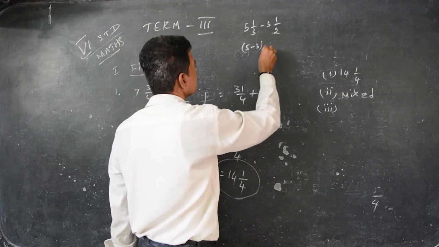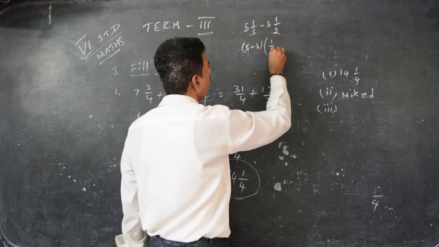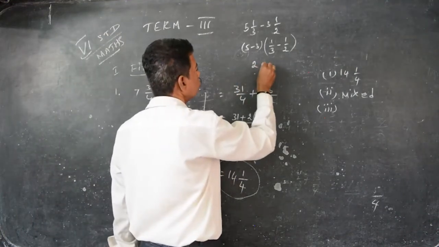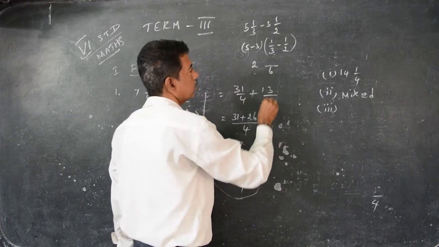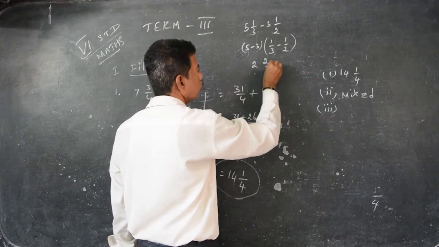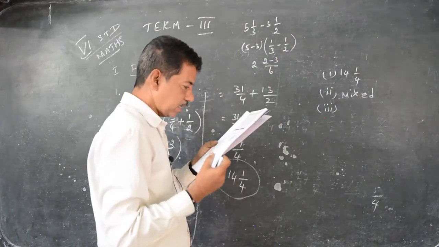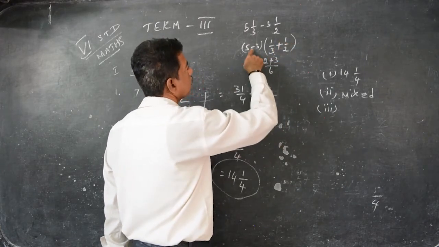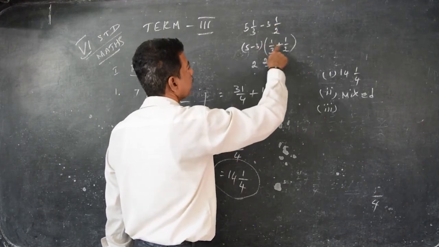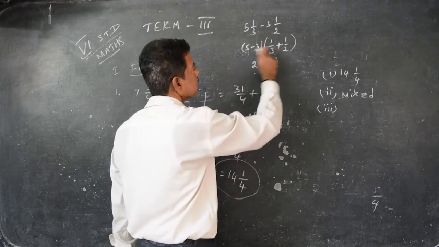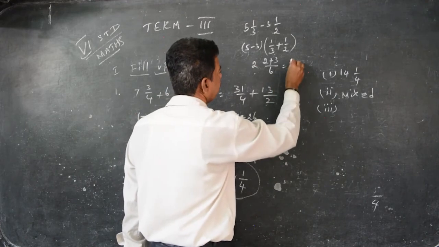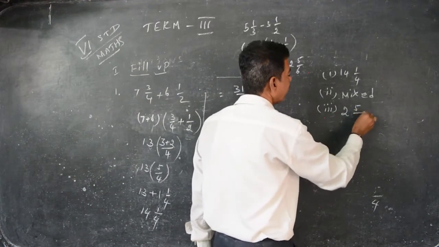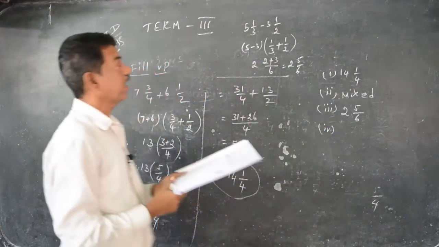So, 5 minus 3 first, the whole number, then 1 by 3 minus 1 by 2. The LCM of 3 and 2 is 6. Minus 3 into plus 1. Minus into plus is plus. Okay, this will be a plus, and here I am taking the minus outside. So now what will be the answer, 2 5 by 6. So this is the answer for the third fill up.